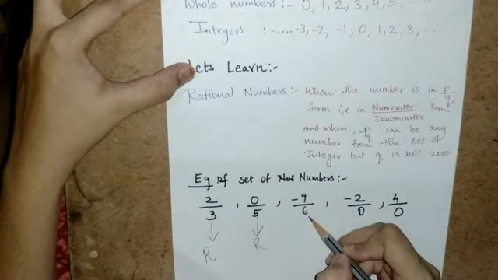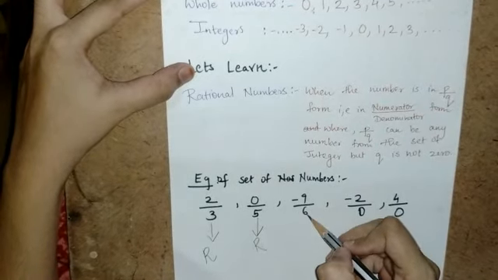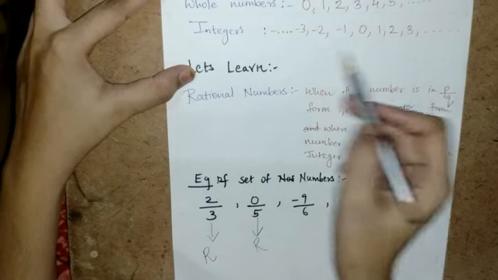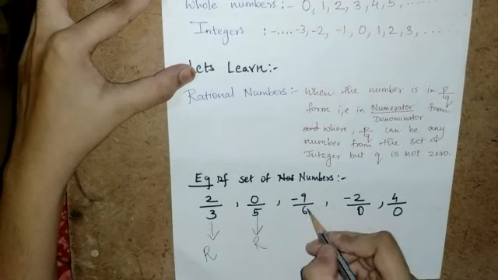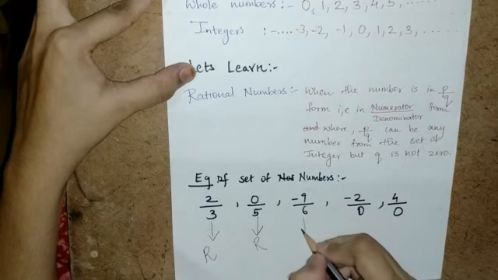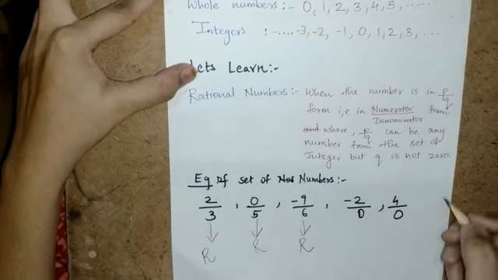Now minus 9 by 6. This is also in p by q form. It also belongs to the set of integers, and the denominator is not equal to 0. So this is also a rational number.